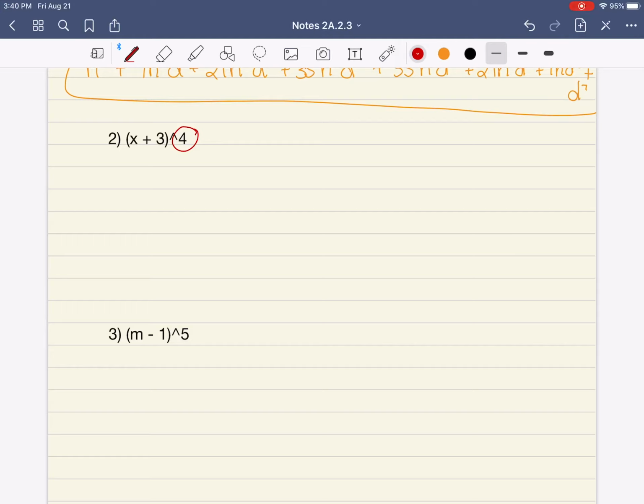So Pascal's triangle is on one of the slides, slide 13, I think it is. So you go to where the row has the second number of a 4. So those numbers are 1, 4, 6, 4, 1.